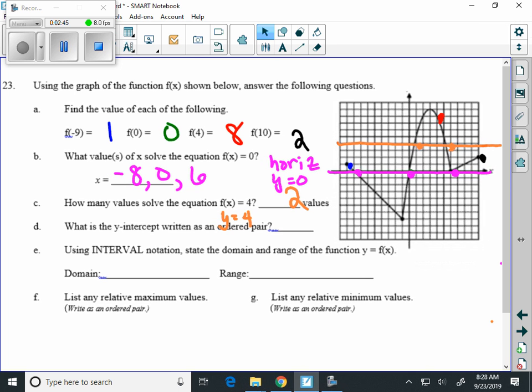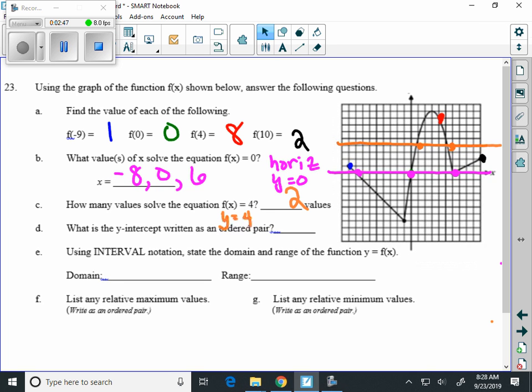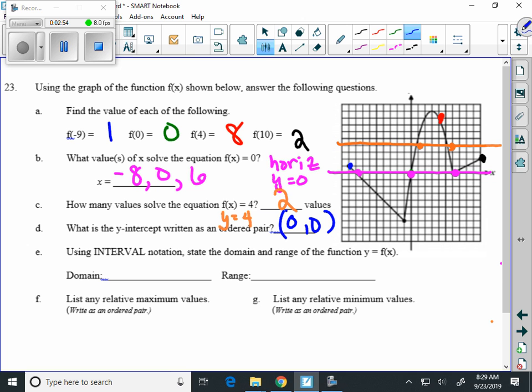What is the y-intercept? Well, the y-intercept is 0, 0. It's been green, that point's been green, it's been purple, now I'm going to make it blue again. Using interval notation, what's the domain and the range of this function?